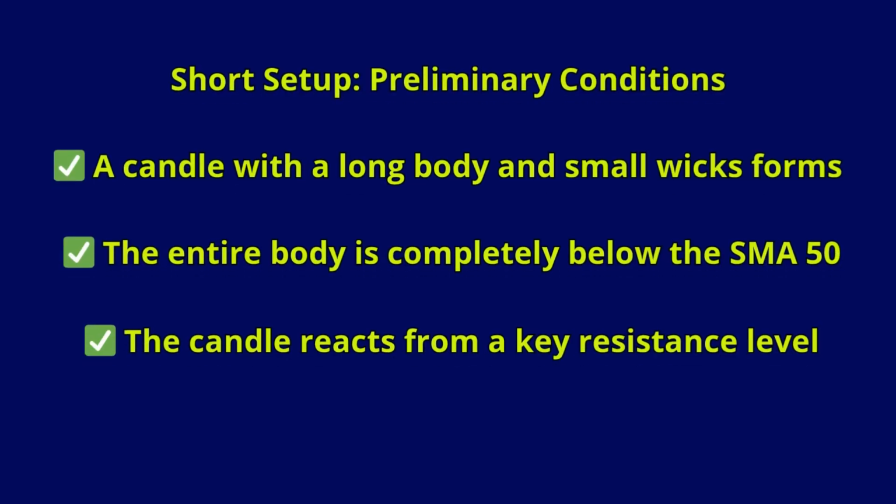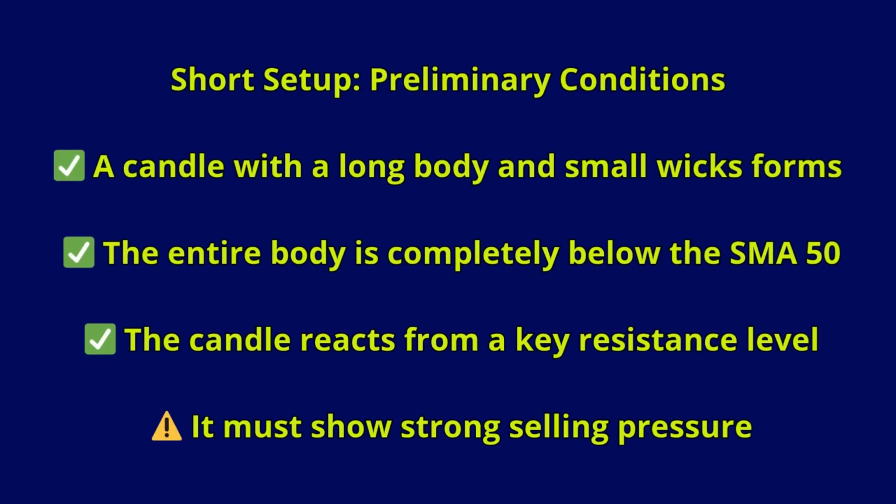Let's move on to the symmetrical short setup preliminary conditions. Just as before, we require a strong signal. A candle with a long body and small wicks, indicating strong selling pressure. Crucially, the entire body must be completely below the SMA 50 to confirm the downtrend. Finally, the candle must be reacting from a key resistance level. This is the mirror image setup, ensuring we only trade with strong bearish conviction.